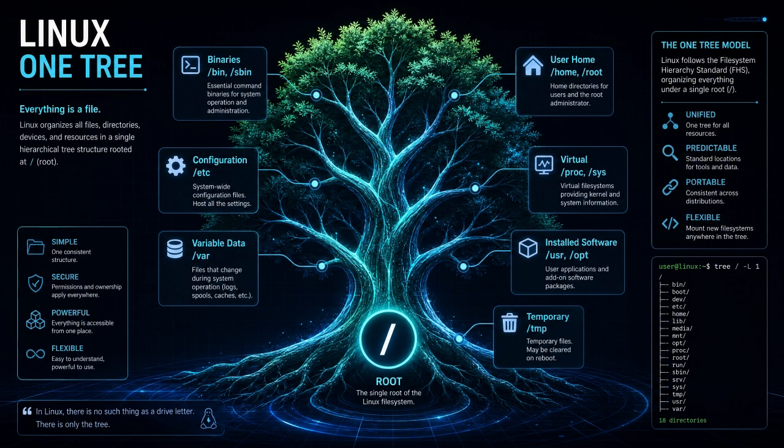Start with the root, just the / by itself. That's the top of the entire tree, every other directory is a subdirectory of this one. It's the anchor for every absolute path you will ever write. Next, /bin and /usr/bin, think binaries, meaning programs. This is where the essential commands every user needs live, ls, cp, cat, grep. On modern distributions, /bin is usually just a shortcut pointing into /usr/bin.